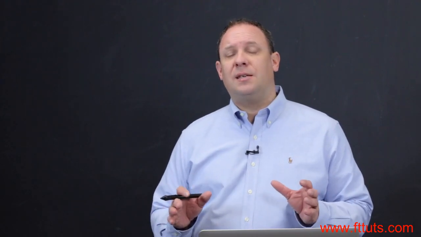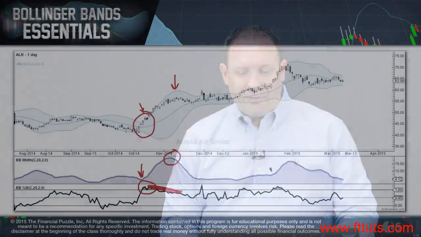So you're looking for the exit signal. The divergence itself is not an exit. It's just showing you that that momentum is starting to slow down. That first surge of energy came from that breakout of the squeeze itself, of course.